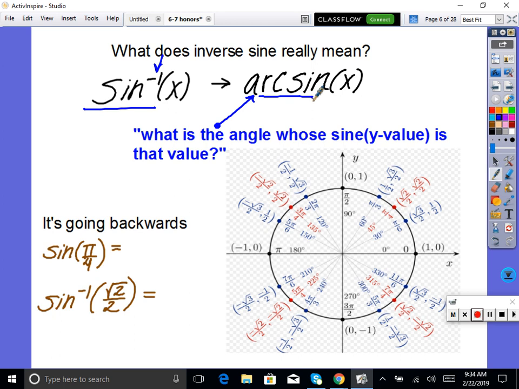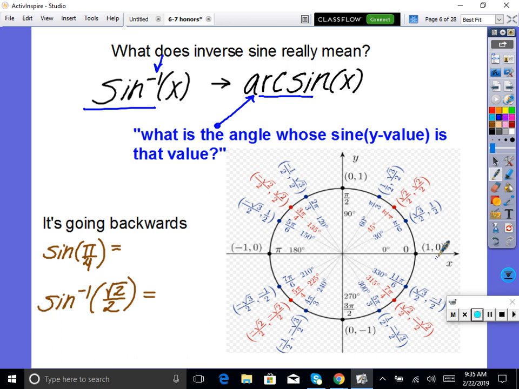Now, whenever you see sine inverse, this used to confuse me until I started to actually say what it means to myself every time I see this. So when I see sine inverse, I literally just read it to myself. This is asking me, what angle will have a sine of that value? Now remember, sine is y values, so this is literally saying, what angle has a y value of whatever number is in here?